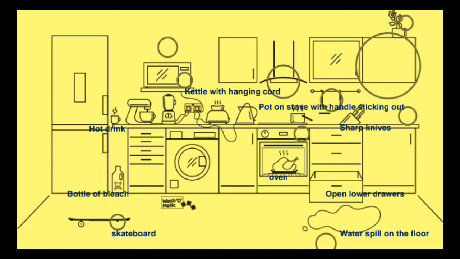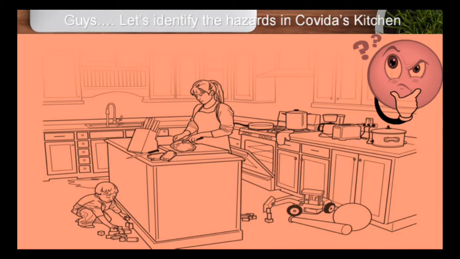Hot drink. Okay, burn or scald. Bottle of bleach. Okay, very good. That is one example of chemical hazard. Poisoning. Skateboard. Okay, trip. Water spill on the floor. Okay, there is a tendency na mag-slip tayo. Another is oven. What will happen? There is a possibility na magkaroon tayo ng burn or scald kapag hindi nag-ingat. And then the last, we have the open lower drawers. Maaaring ma-chop yung fingers natin. There is a possibility na maipit tayo.